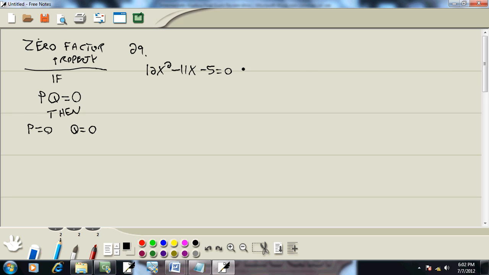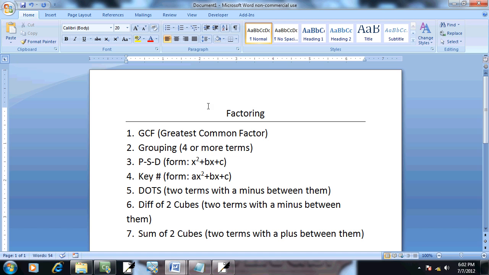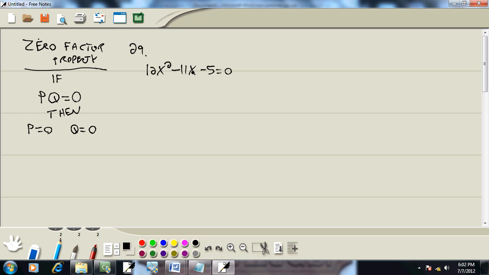Well, first thing, have to get 0 on one side. Well, that's done. So then we need to factor the other side. I think I still have my steps up there. Yeah, I do. GCF, there is none. Grouping, that's for 4 or more terms. No, this is 3 terms. PSD, no, there's a number in front of the x squared. So we're going to use key number to factor this.